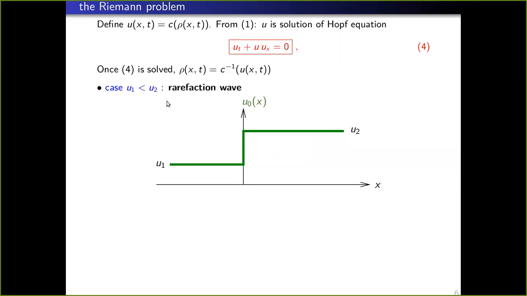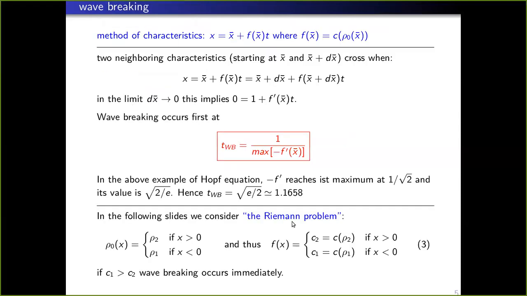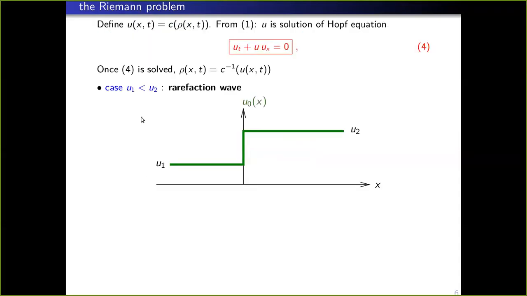So let's consider the Riemann type of initial condition. This type of initial condition is called Riemann. It's no longer rho, it's U, U1 and U2. So the initial U naught of x, which is the initial distribution, is simply a step function where U1 is smaller than U2. And we'll see that the solution corresponds to what is called a rarefaction wave.